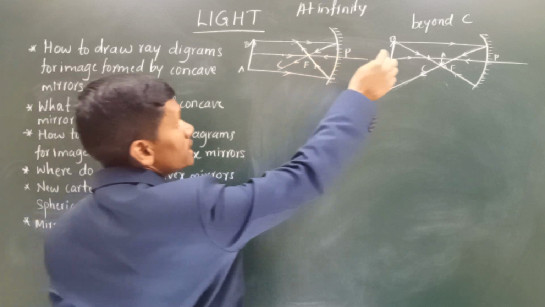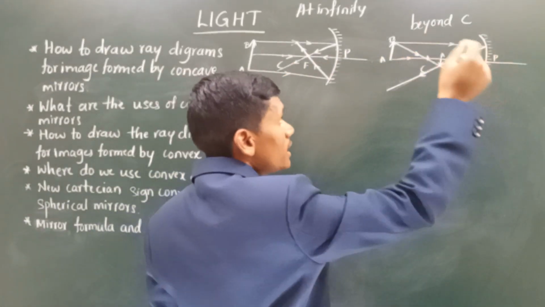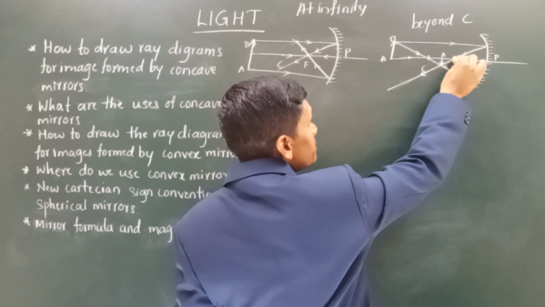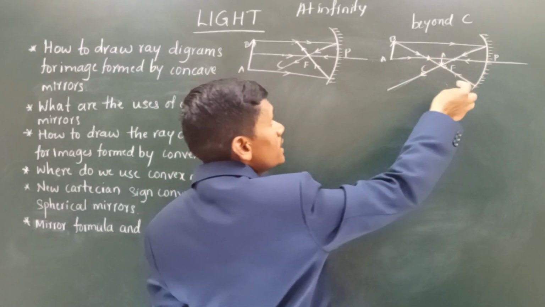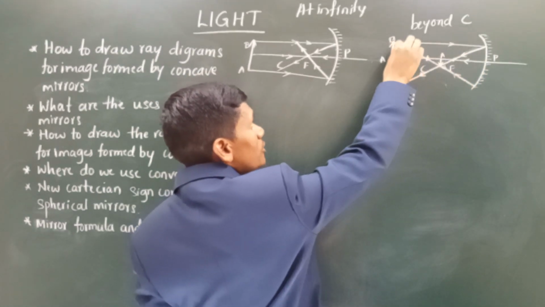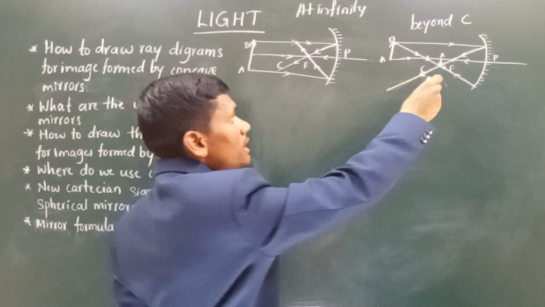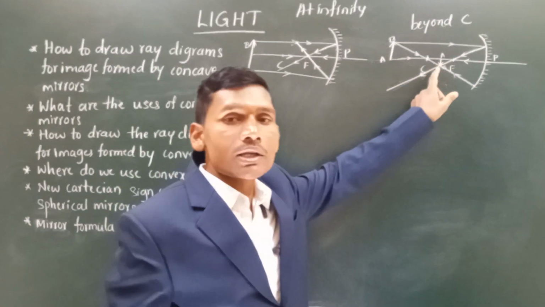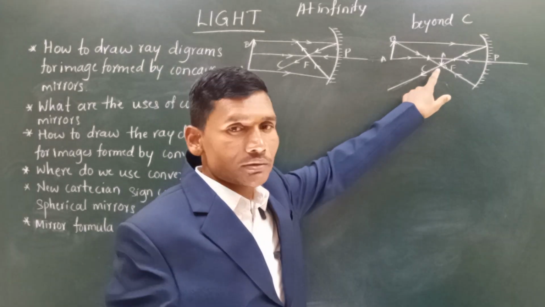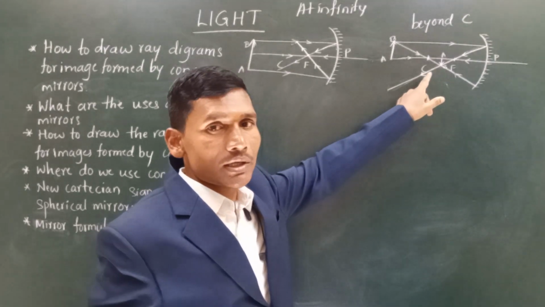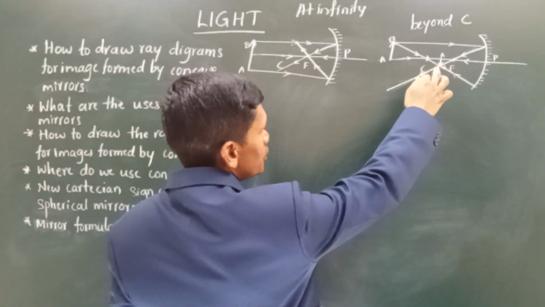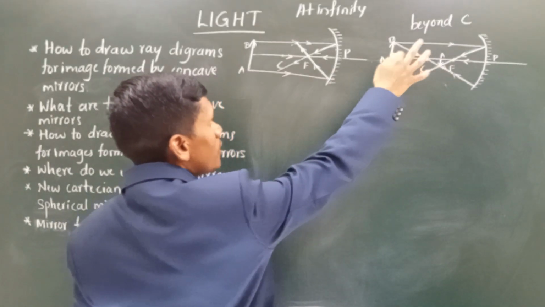When the object is beyond C, the image is between C and F. It is diminished as compared to the original size of the object. The image size is diminished, right? Next, it is real and inverted. It is looking upside down, so we can say it is real and inverted. This is the nature, size and position of the image when the object is beyond C.